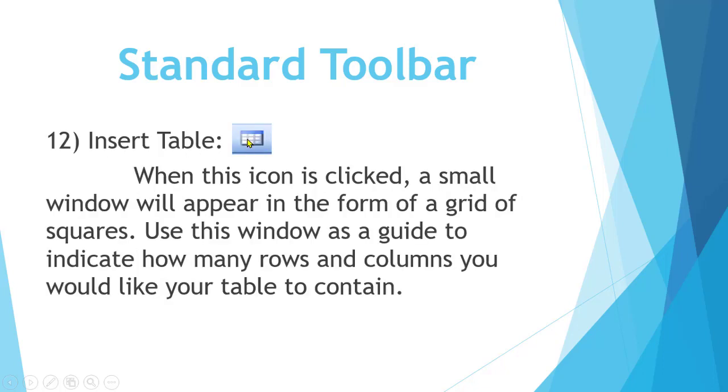This is the insert table button, which is also available on the standard toolbar. If you want to insert a table in a Microsoft Word document, click on this icon, and by using this icon you can create a table of different rows and columns according to your requirement. For example, if you want a table that contains 3 rows and 4 columns, you just select the option from this icon and you can easily insert a table with 3 rows and 4 columns.